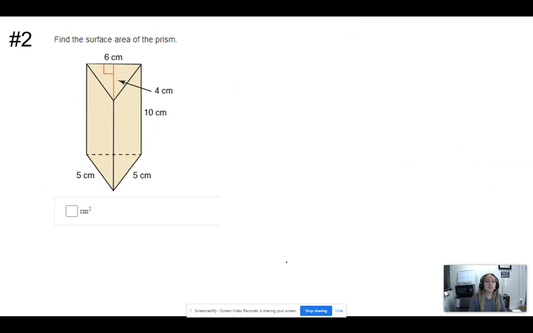Number 2, find the surface area of the prism. Go ahead and pick your answer. Okay, so again, the first thing we want to do, we're finding the surface area, but then we need to decide what kind of prism this is. And I look at the bases, the shape on the top and the bottom, and I notice that that shape is a triangle. So I know that I'm working with a triangular prism.